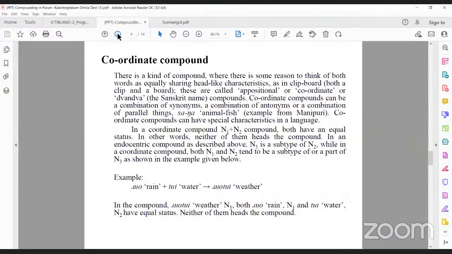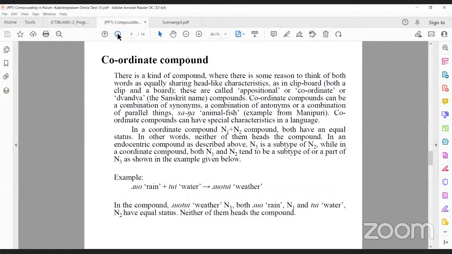Next slide, sir. Coordinate compound. There is a kind of compound where there is some reason to think of both words as equally serving head-like characteristics, as in clipboard, a clip and a board. These are called appositional or coordinate or dvandva, the Sanskrit name, compounds. Coordinate compounds can be a combination of synonyms, a combination of antonyms, or a combination of parallel things, for example, animal, fish, from Manipuri.